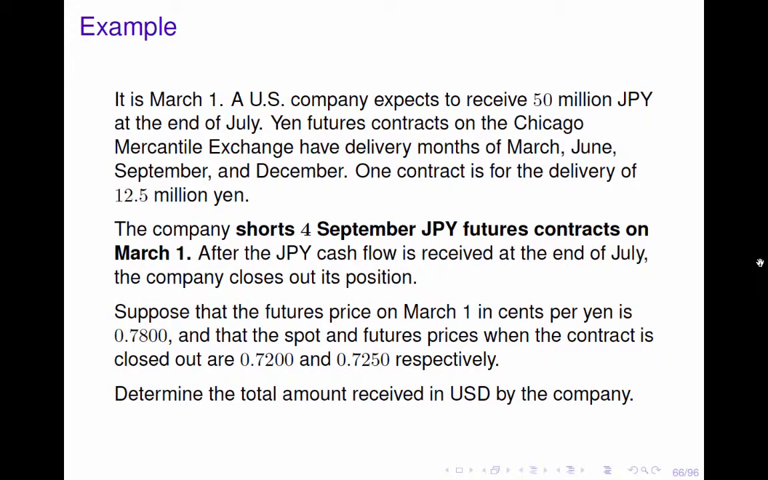Suppose that the futures price on March the 1st in cents per yen is 0.78, and that the spot and the futures prices when the contract is closed out are 0.72 and 0.725 respectively. Determine the total amount received in US dollars by the company.